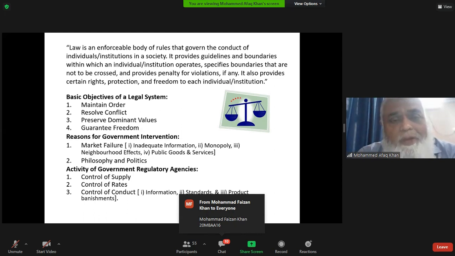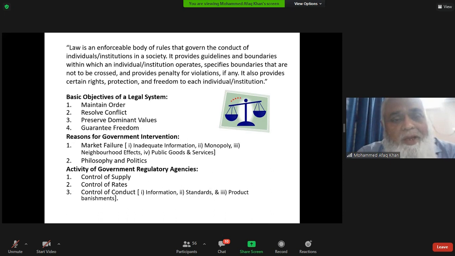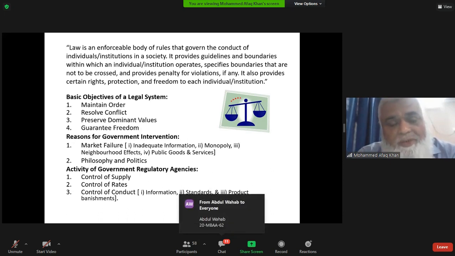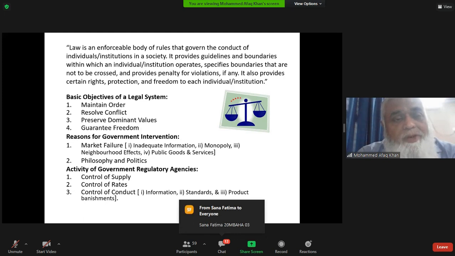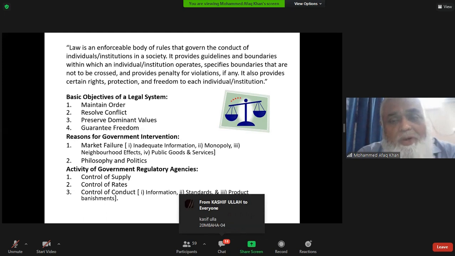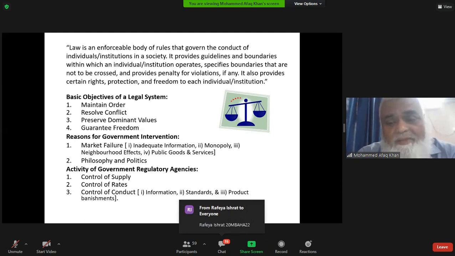So today we'll be just discussing what is law, and then most of the topics are related to the Indian Contract Act. So we'll take up those topics later on. Why is law necessary to be studied by business students? Can we have some response to this?